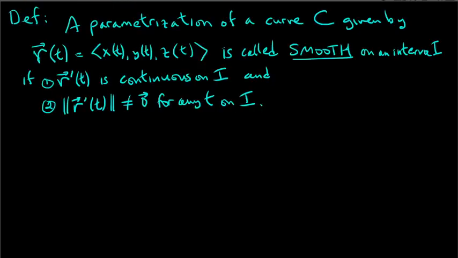Okay. So we come to another definition here. We say a parameterization of a curve C given parametrically by this vector valued function r with the 3 component functions is called smooth on an interval I if 2 things have to happen. The derivative of r is continuous, right? So you can say, well, does that mean that the derivative exists? Is it differentiable, in other words? So this is a little bit stronger, right?